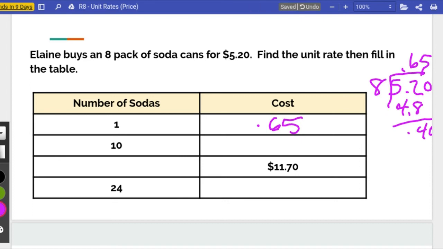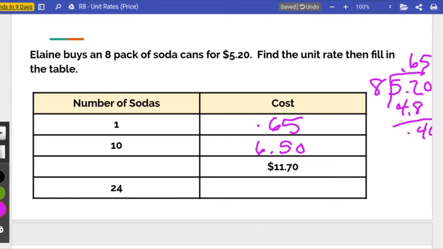So how much would it be for 10 sodas? Well, to get from 1 soda to 10 sodas, I would multiply by 10. So multiplying by 10 is really easy. I just get to move that decimal 1 place to the right. All right, I am going to skip that next one for just a second, and we're going to do the last one first, and then we'll go back.